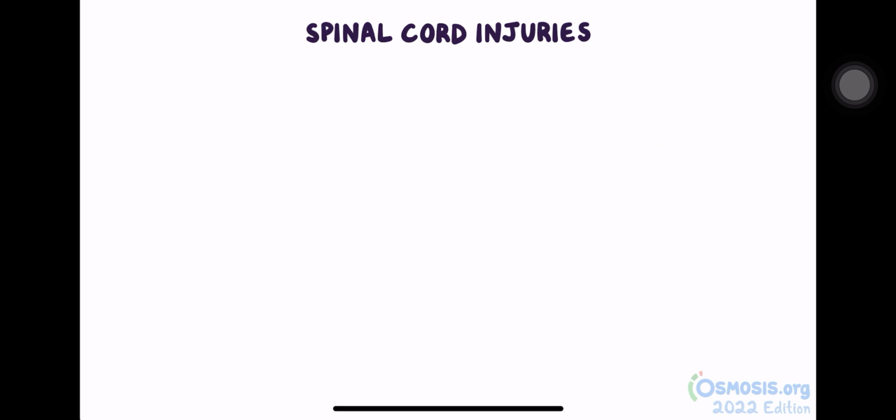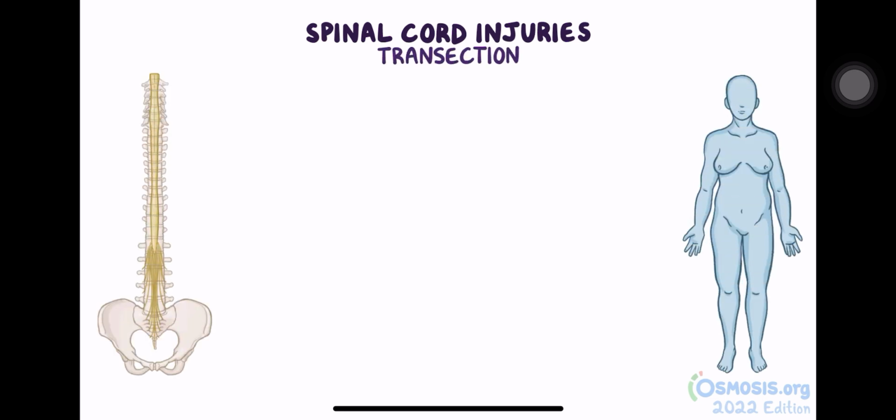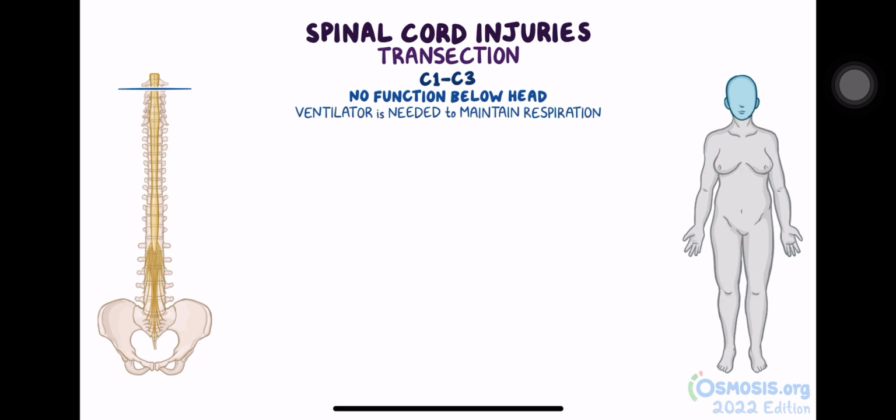Let's take a closer look at the effects of spinal cord transection. The higher the level the transection occurs at, the more function is lost. If transection happens between C1 and C3, then there's no function below the level of the head, and a ventilator is needed to maintain respiration.